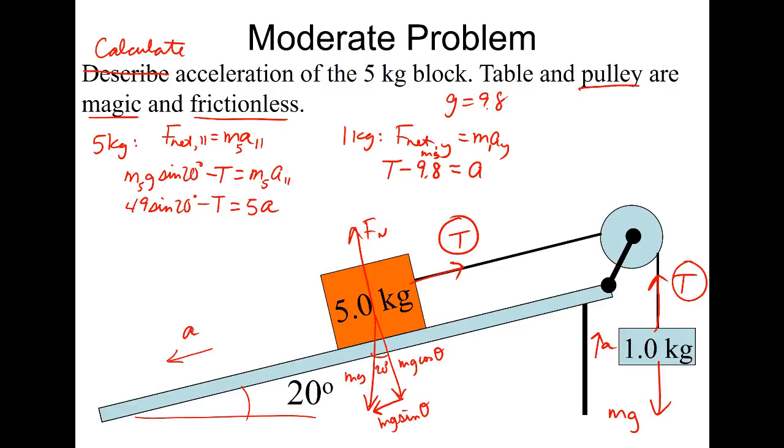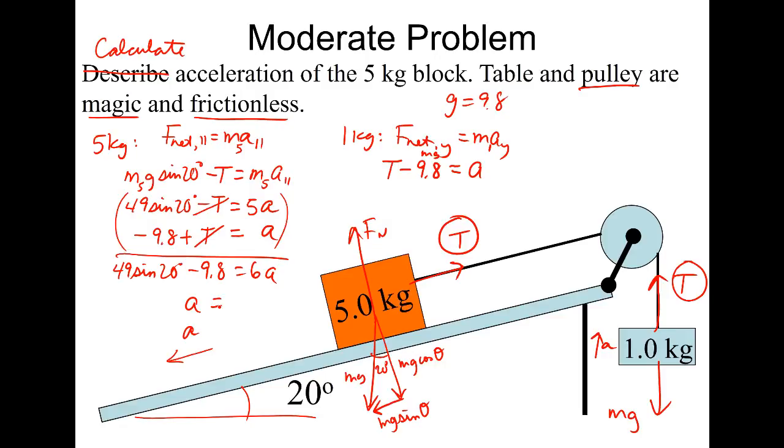Okay? And so then we can go ahead and combine these two together by taking our T minus 9.8, rewriting it slightly, and adding those together. So we have a system where the tensions cancel out, and 49 sine of 20 minus 9.8 equals 6a, which is going to give us an A of approximately 1.16 meters per second squared. So it's not very large, but it is non-zero.